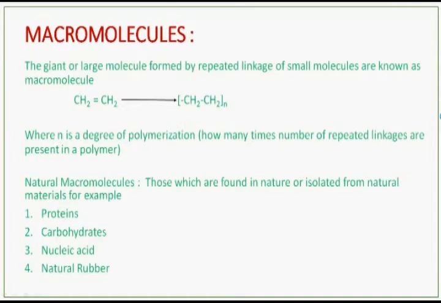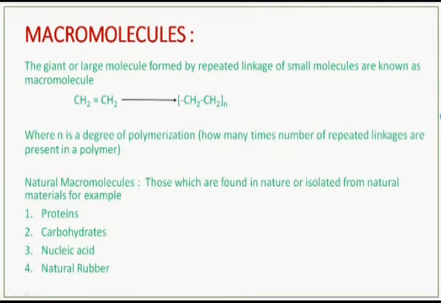Those macromolecules which are found in nature or isolated from natural materials are known as natural macromolecules. And here are a few examples. Proteins. As you know, in proteins, peptide linkage is present. Proteins are made from 21 different amino acids. Second example is carbohydrates. Nucleic acids, that is DNA and RNA. Natural rubber is also an example of macromolecules, which is obtained from the latex of the rubber tree.